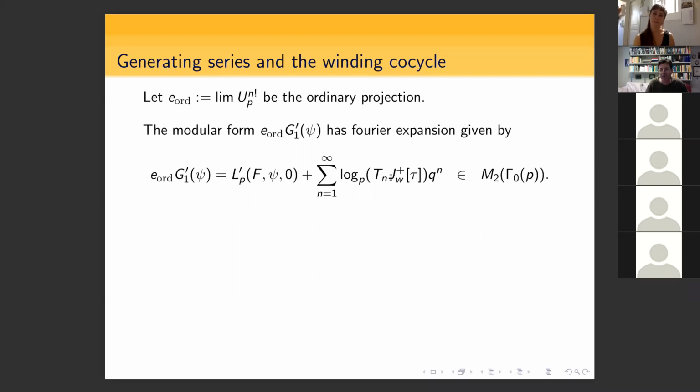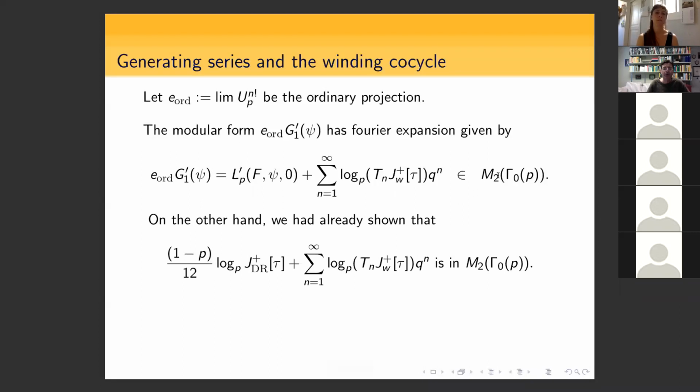But when we took the ordinary projection, we mapped it down to a classical modular form living in a finite dimensional space. And on the other hand, we had already shown independently that this generating series, involving the logs of the values of the winding cocycle, is also a modular form of weight 2 in gamma of p. But now the constant term involves the value of the Dedekind Rademacher cocycle, or this slightly weaker invariant J Dedekind Rademacher plus, evaluated at tau.